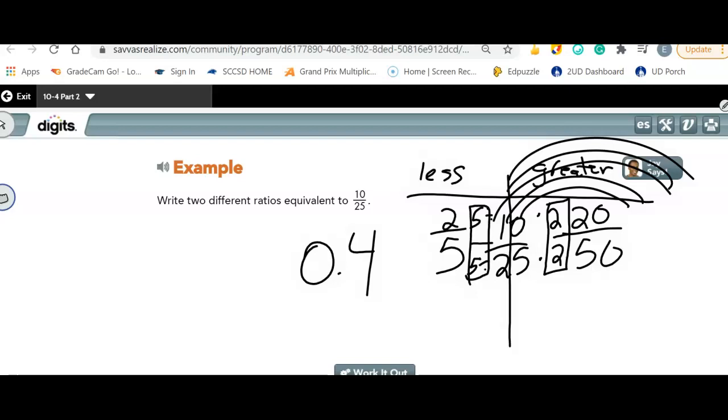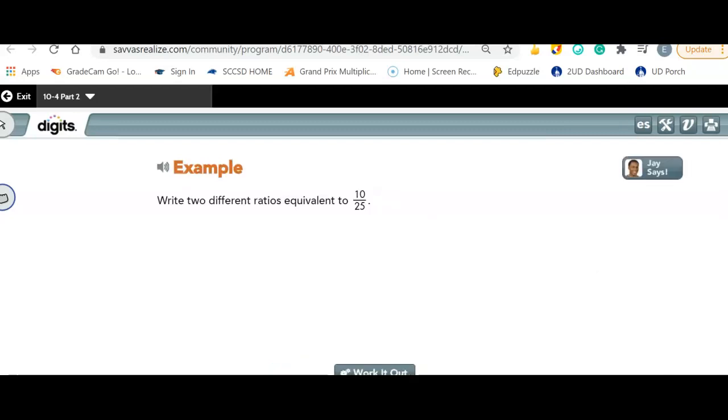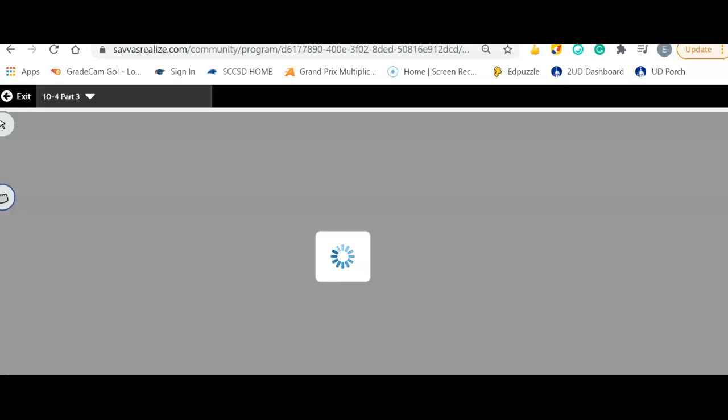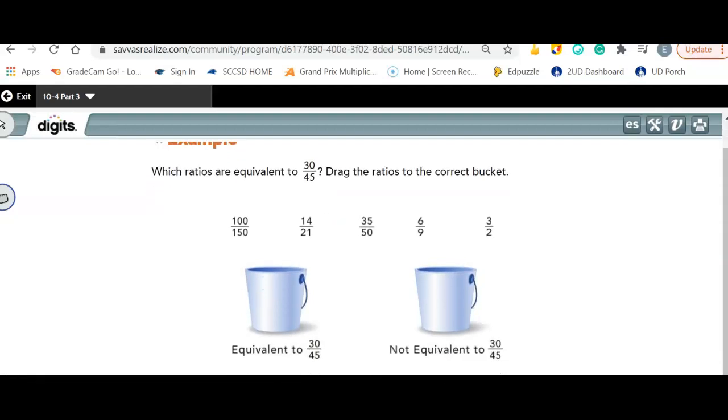Okay? Alright, on your guided notes then, go ahead and circle which ratios are equivalent to 30/45. Hint to you, if you put them in simplest form, and they have the same simplest form, they are equivalent. Due to time, we gotta rush through this. But 30/45, which ones are equivalent?